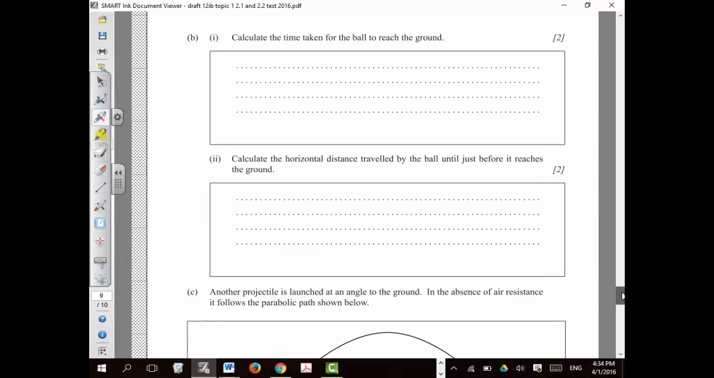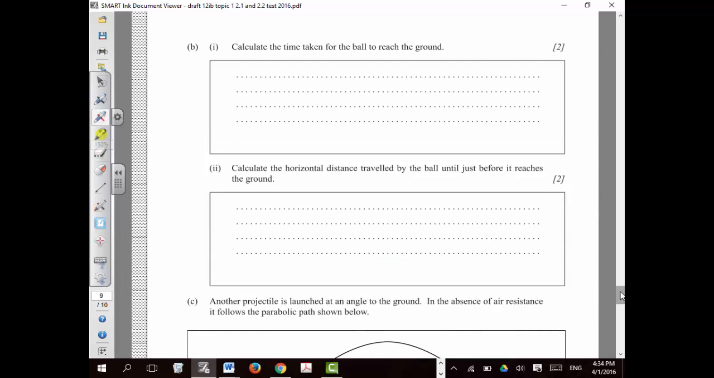Okay, B, calculate the time taken for the ball to reach the ground. Okay, so we had S equals 110 meters, and we're only dealing with vertical stuff here. So Uy is 0, and we know that a is negative 10 meters per second squared, which is what we were told. We were told not to use 9.81. And so now we need to use the appropriate equation, which is S equals ut plus half at squared.